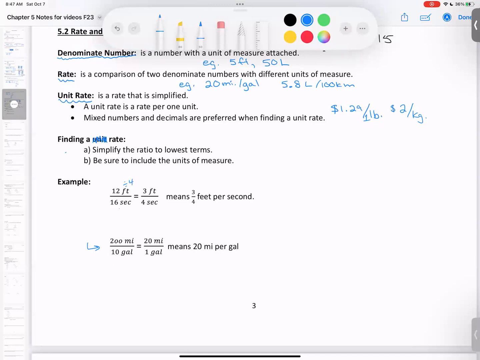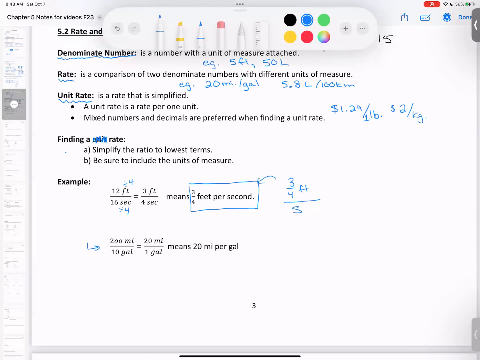Notice here we can't cancel out our units because they're different. We don't have feet over feet this time. We have feet per second. So the units have to stay, but we can divide the top and bottom by 4 to get 3 feet per 4 seconds. To make this truly a unit rate, you have to write it kind of like they have here. That's the same thing as 3/4 feet per second, which is the way they've written it here.